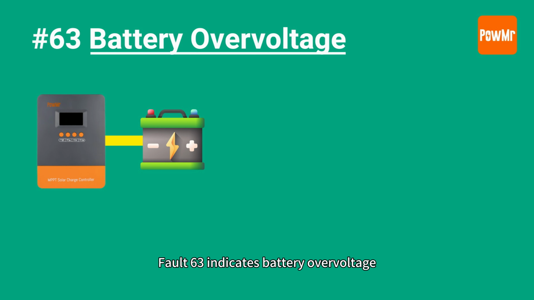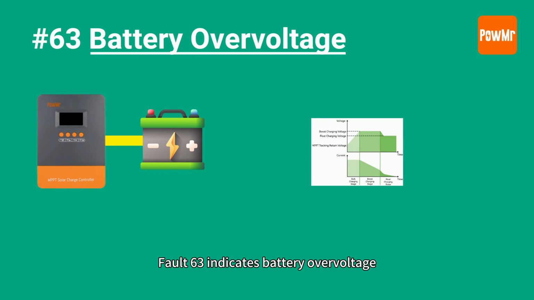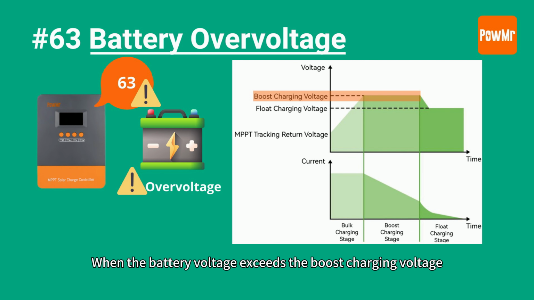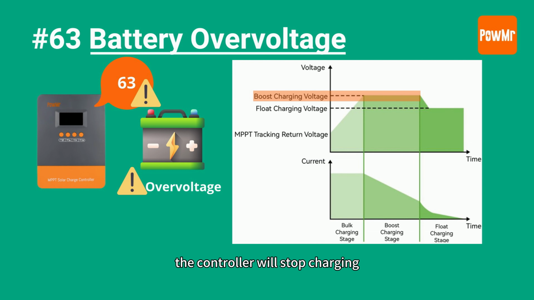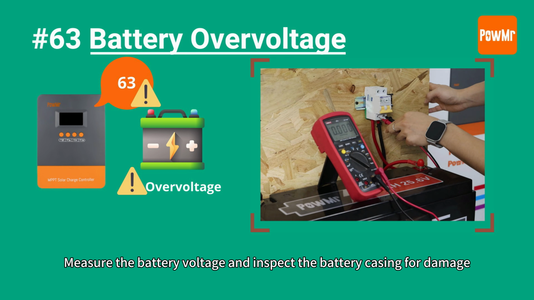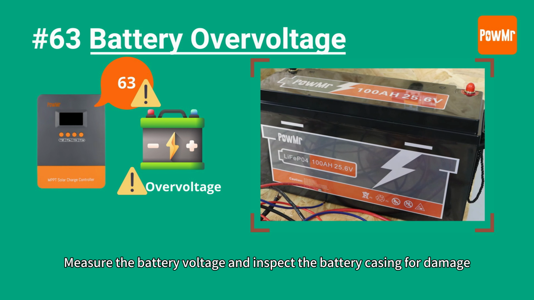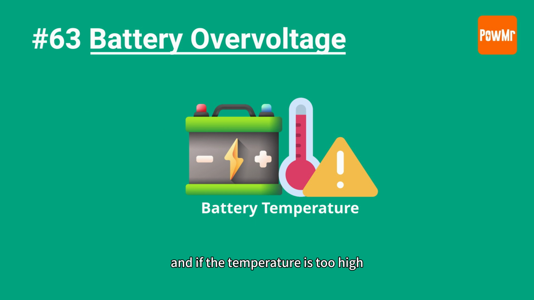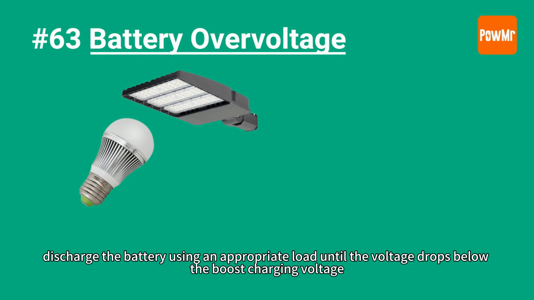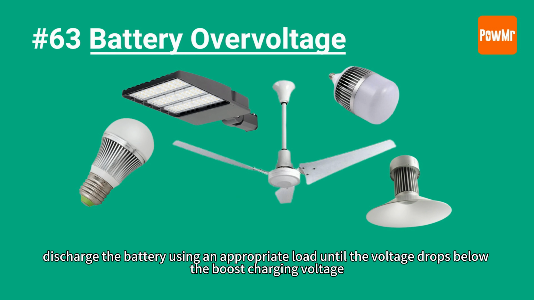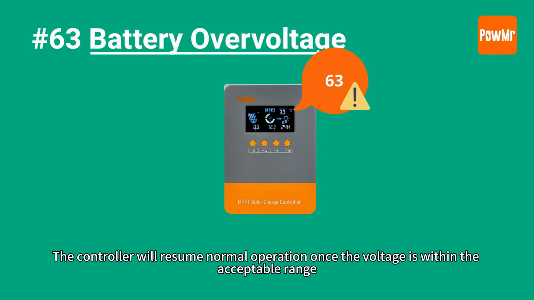Code 63 indicates battery overvoltage. When the battery voltage exceeds the boost charging voltage, the controller will stop charging. Measure the battery voltage and inspect the battery's casing for damage. Ensure the battery is safe, and if the temperature is too high, let it cool naturally. Then discharge the battery using an appropriate load until the voltage drops below the boost charging voltage. The controller will resume normal operation once the voltage is within an acceptable range.